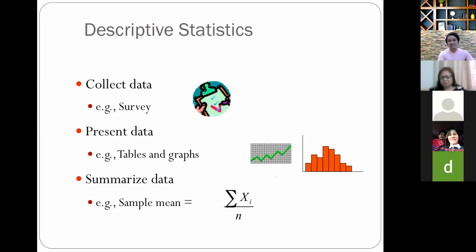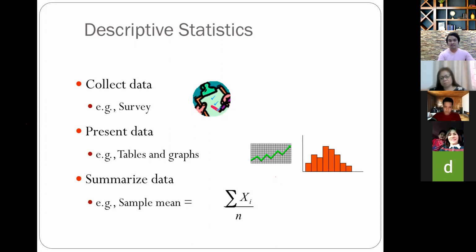So of course, it is important after collecting the data, you present them. And one of the advantages of the software is that it can already provide you possible tables and graphs. Actually, even simple Excel application, pwede ka nang gumawa ng tables and graphs. But of course, kung gugustuhin nyo pa rin, pwede ko pa rin kayong turuan.